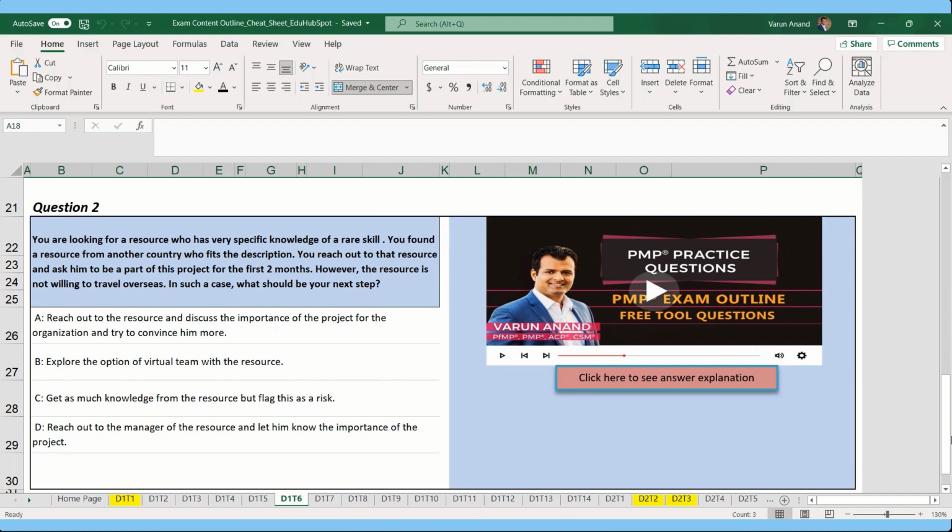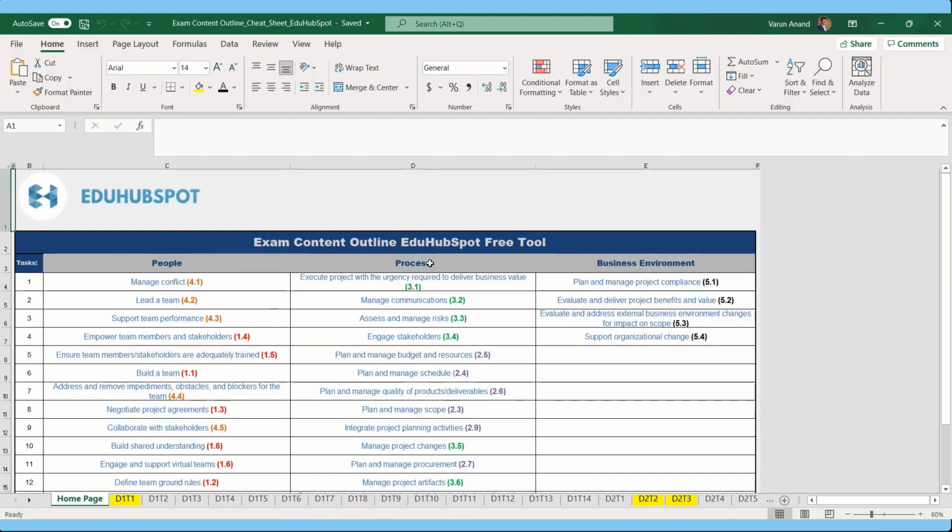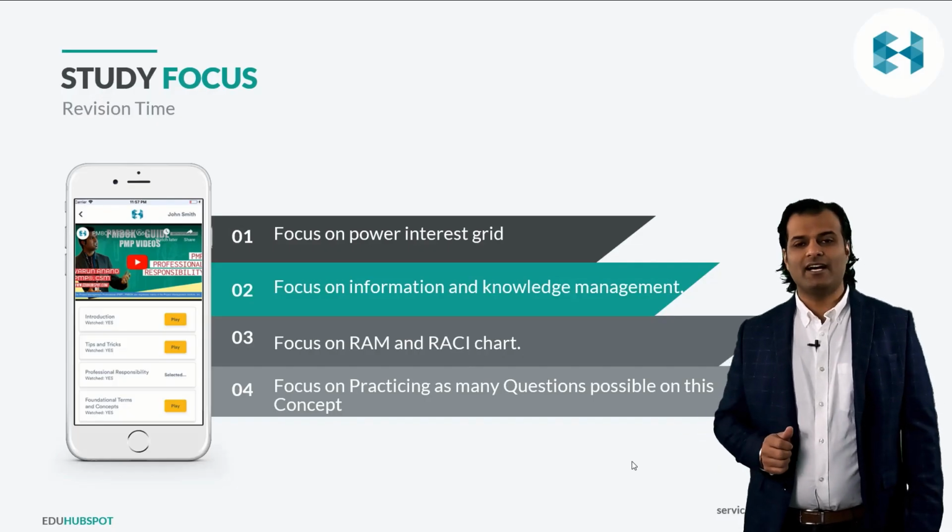One more question, and I will leave it for you to do. So go on my website and get access to the tool, find out what the question is and try to see the answer. And that's it. Then you can go back to the home page as well, so you can pick and choose from there. So we are at the end.